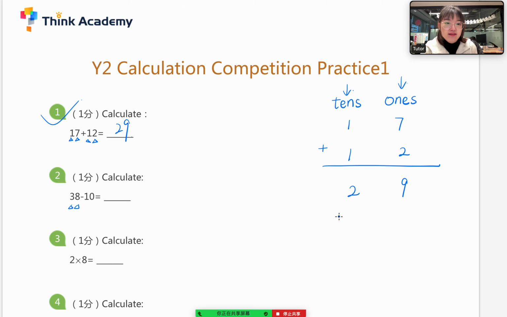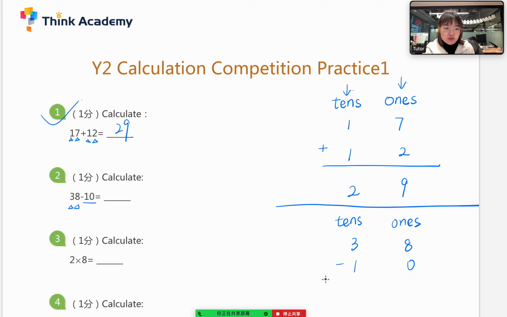And for column subtraction, let's have a try. So still we can label tens and ones. And now for 38, there are 3 tens and 8 ones. Take away 10. 10 means 1 ten and 0 ones. And now let's start to do the calculation from the 1's digit. Here we have 8 take away 0, which is 8. For the 10's column it is 3 take away 1, which is 2. So we can get 28.